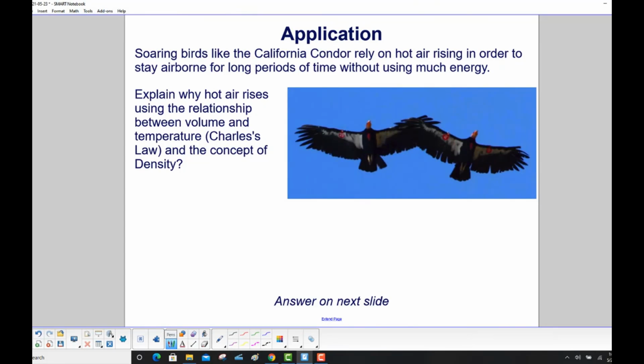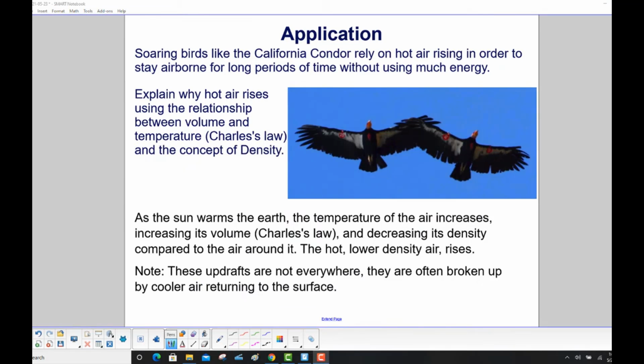Soaring birds like the California condor rely on hot air rising in order to stay airborne for long periods of time without using much energy. Explain why hot air rises using the relationship between volume and temperature, Charles's law, and the concept of density. As the sun warms the earth, the temperature of the air increases, increasing its volume, that's Charles's law, and decreasing its density compared to the air around it. The hot, lower density air rises.